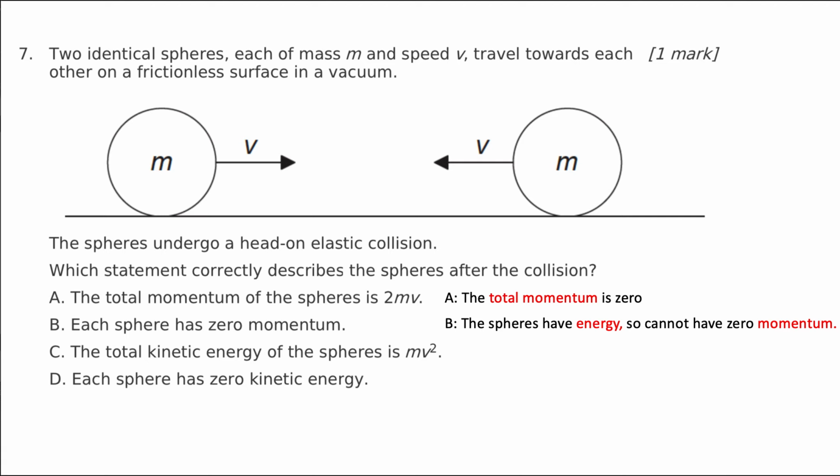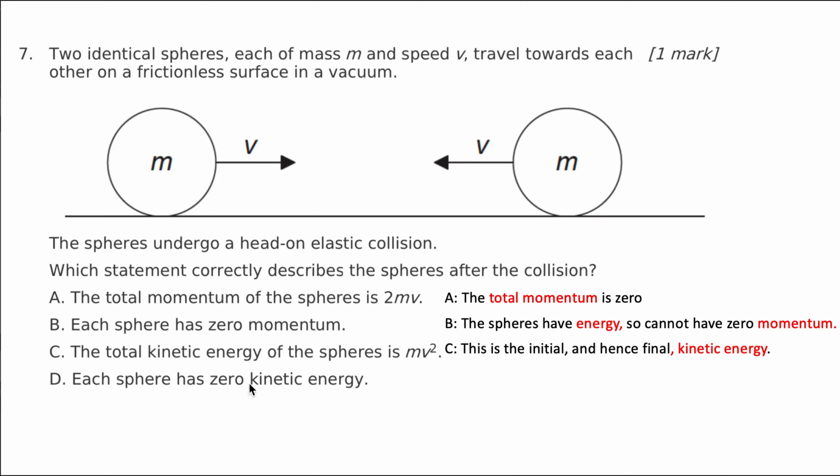Total kinetic energy of the spheres is mv squared. Well, we're told at the beginning that it's elastic, so we can calculate the kinetic energy at the beginning and then compare it with the kinetic energy at the end, and they must be the same. Here we've got a half mv squared, and we've got a half mv squared. A half plus a half gives me a whole. Half mv squared plus half mv squared gives me mv squared. That is the total kinetic energy initially, I should be specific. Well, that must be the final. So our answer we expect here to be C.